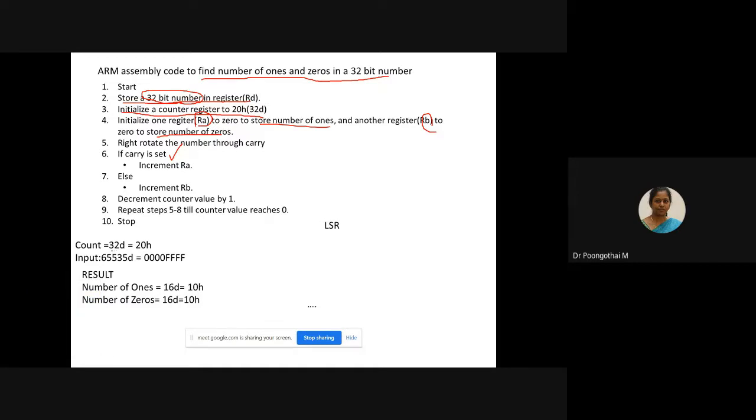So your count is 32 in decimal. In hexadecimal, the value is 20. So you should load this 20 into the general purpose register. So your input is 65535.